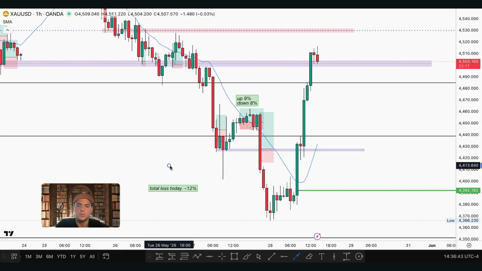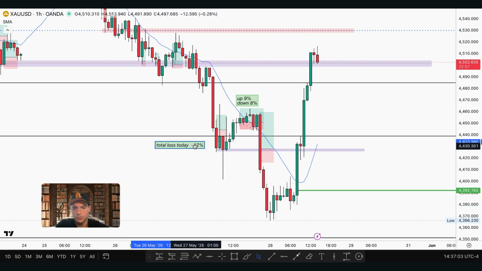But all I want to say is, yeah, total loss today was about 12%. All I want to say is I'm still up for the week, and I took profits, and that's the second thing I was going to talk about. I was already up for the week, ended up giving some of this back, and had a terrible minus 12% day.